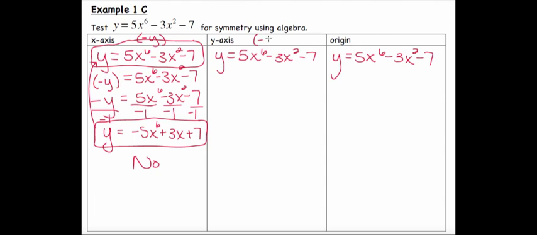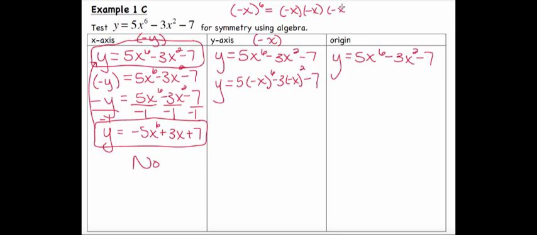We replace our x's with negative x. So I get y equals 5 times negative x to the 6 minus 3 times negative x squared minus 7. And I just want to up here at the top show you what negative x to the 6 looks like all expanded out. It's negative x times negative x times another 2 negative x's and times 2 more. So I have 6 of them being multiplied all together.